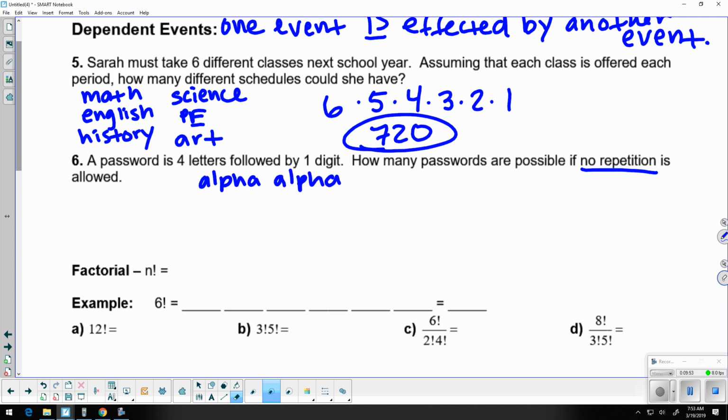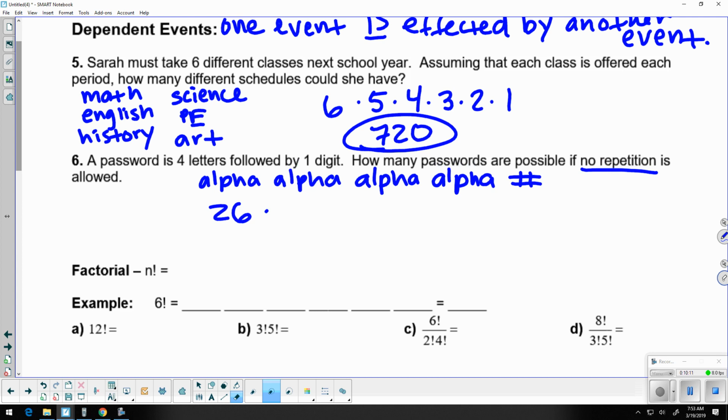So here's how I'll set it up. Alpha, alpha, that's 4, and then one number at the end. But you cannot repeat. So when you choose that first letter, you have all 26 letters in the alphabet to choose from. But let's say I choose the first letter to be M.